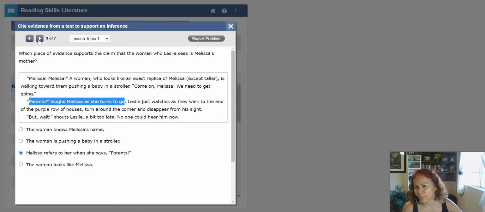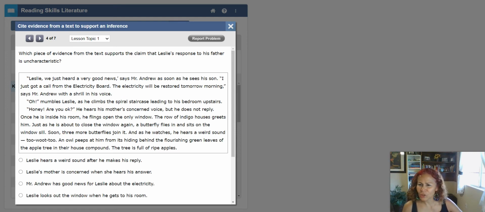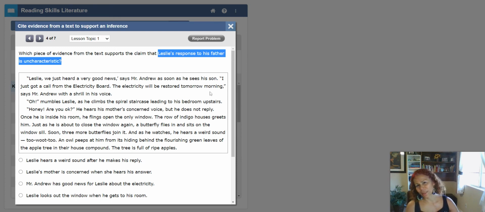Okay, we're gonna do one more. Let's hope it's short so that we can go over it. A little longer, but still short. Which piece of evidence from the text supports the claim that, this is what I need to focus on, Leslie's response to his father is uncharacteristic? Okay, so Leslie is going to respond to his father in a way that is not normal. That's not characteristic of Leslie. He doesn't usually do that. Okay, I need something that supports that.